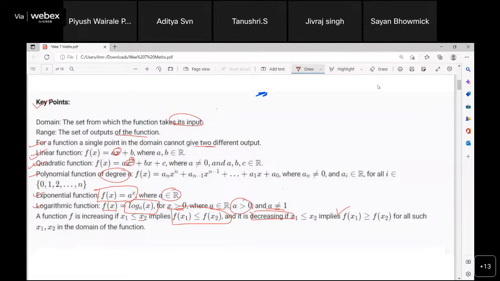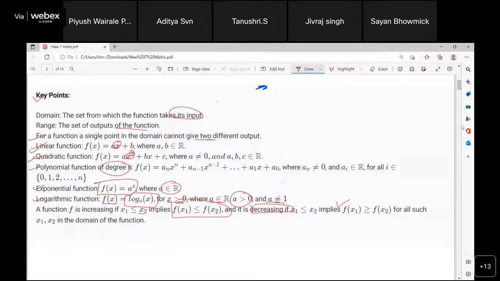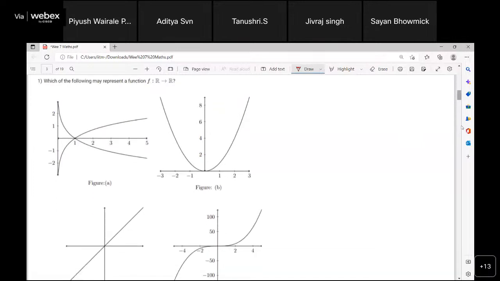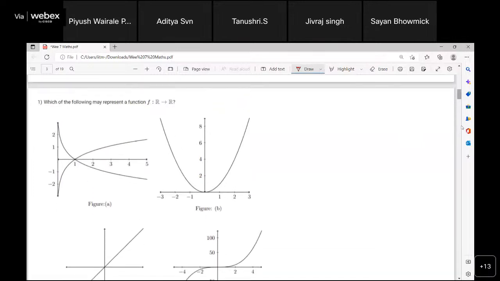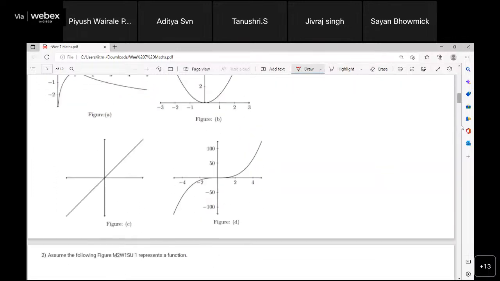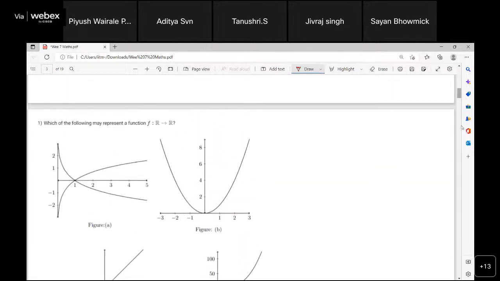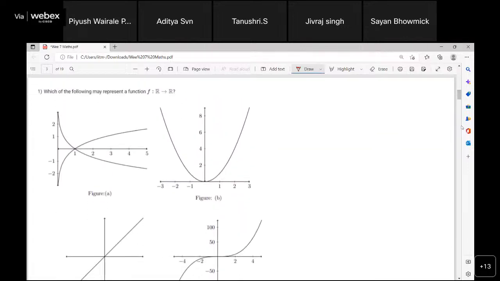Now let us try to solve one question based on it. All the questions I have taken in this slide are from the activity and practice questions. Also, with Solve with Us, there is a separate section on your portal you can see. I have taken the questions from that only.